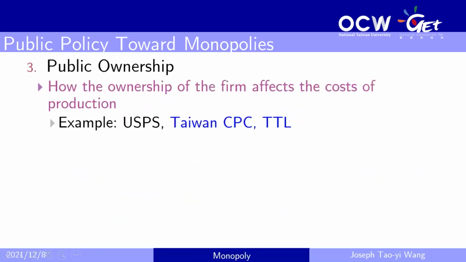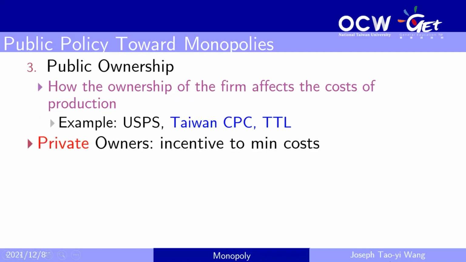Okay, the other way to do this is to just have the government own the company, so that's public ownership. The US Postal Service is owned by the government. In Taiwan, it used to be that Taiwan CPC, the Taiwan China Petroleum Company that sells gasoline, was owned by the government. TTL, the Taiwan Tobacco and Liquor Company, used to be the only seller of cigarettes and wine, but of course now the market is opened. So again, this is another form of government ownership.